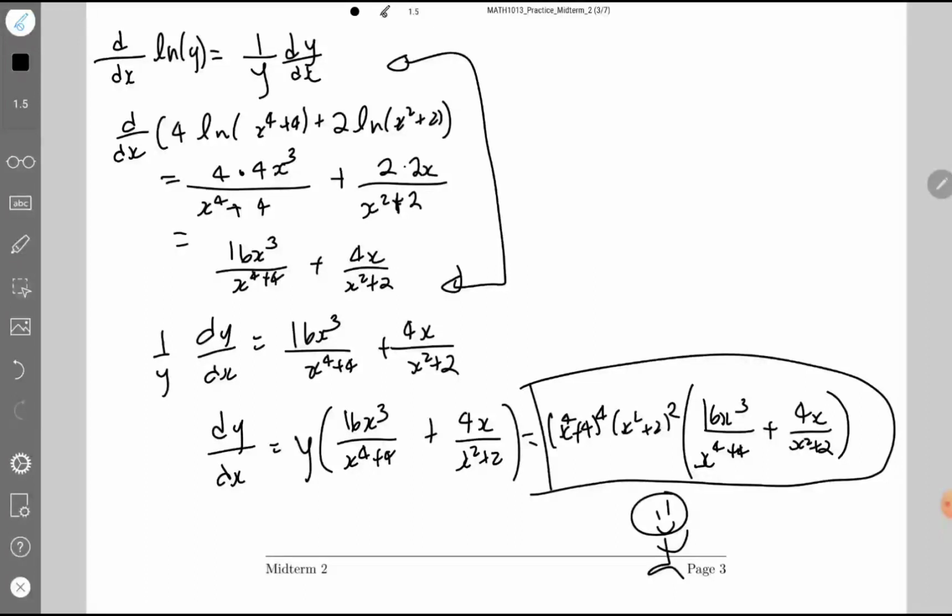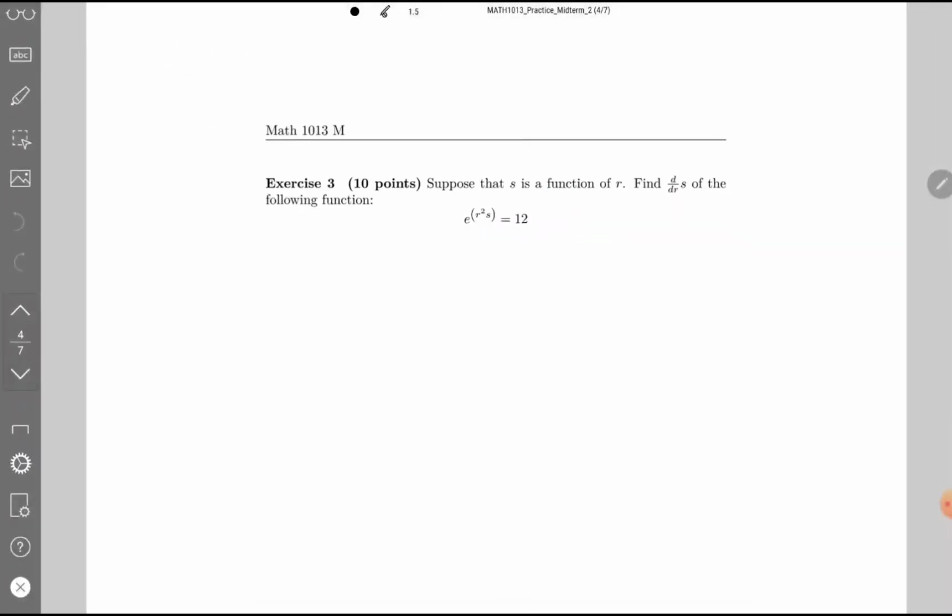As always, if you have questions, feel free to ask. Let's move to question 3.